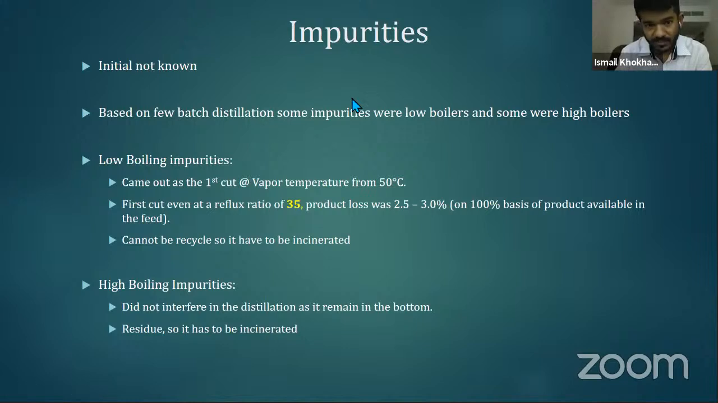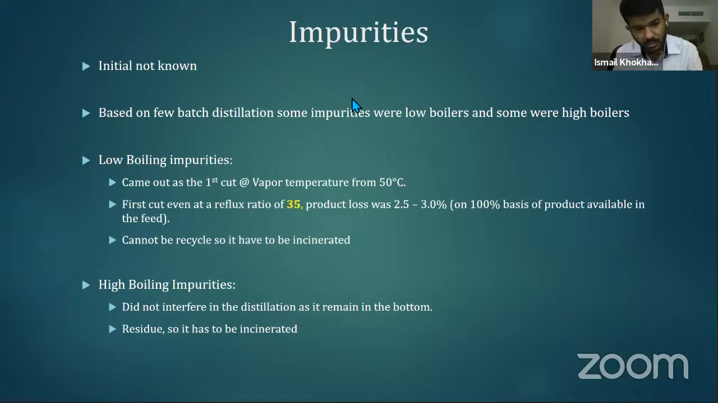Initially impurities were unknown to us, so we did a few batch distillation experiments in the lab and came to know that impurities can be classified into two categories: low boiler impurities and high boiler impurities. The low boiler came as the first cut in the distillation column, and the high boiler was the high boiling component which left as a residue at the bottom of the column, which was not an area of concern for us. When we started distilling the low boiler cut, it started coming out at a vapor temperature of 50 degrees Celsius.